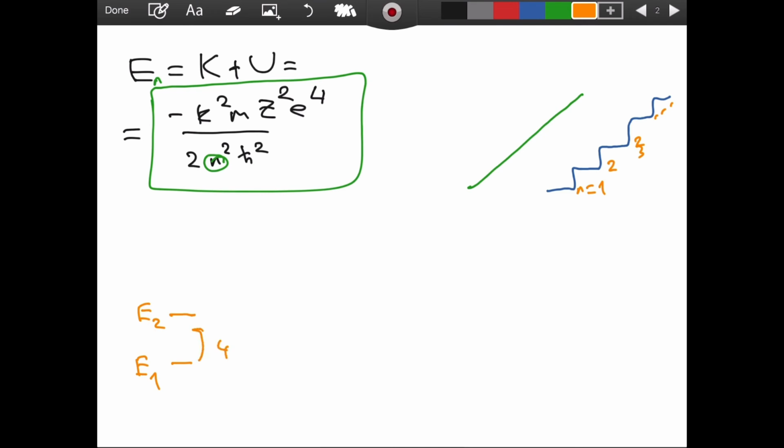We divide by 1, then divide by 4. But this time, we only divide by 9. We don't divide by 4 times 4, 16. No, we divide by 9. So the gap between E2 and E3 is smaller than the gap between E1 and E2. And for E4, it is going to be like that. The gap gets smaller and smaller and smaller. So this means, in a sense, energy levels converge.